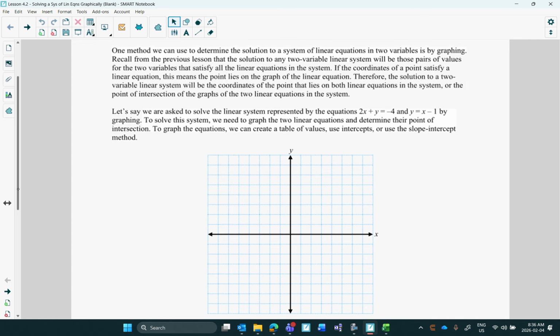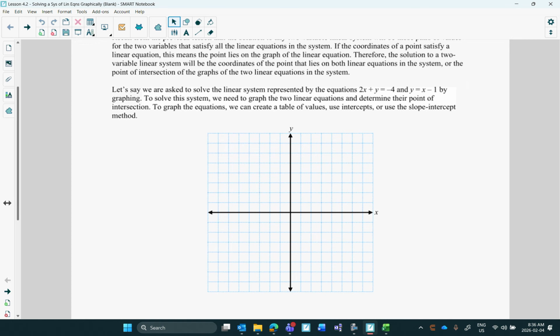So just as an example, let's say we have a system, two equations. One of the equations is 2x plus y equals -4. And the other equation is y equals x minus 1. And I want to try and find the values for x and y that work in both equations. So that when I go 2 times the x value plus the y value, I get -4. And the y value is going to be the x value minus 1.